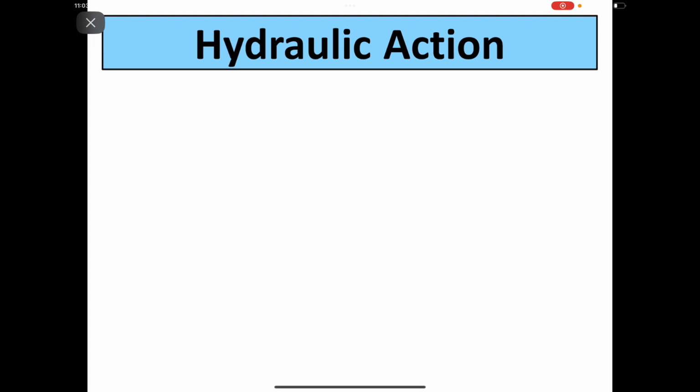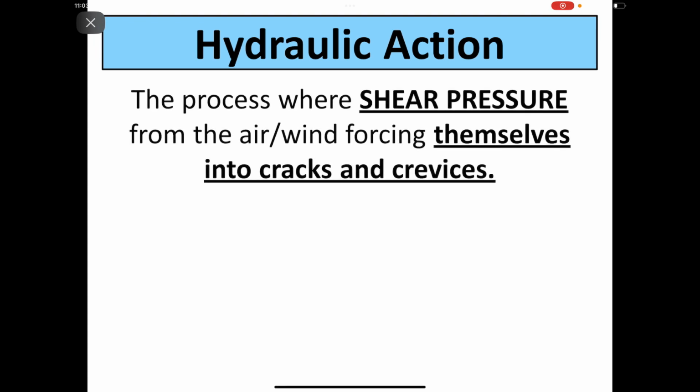So, let's take a look at hydraulic action. Now, hydraulic action is basically, and I think I spelled shear wrong, I'll go back and change that, when the shear pressure that is being created from the air forces itself into different cracks and crevices. So this is in the rocks, again, if it's being pushed underground.